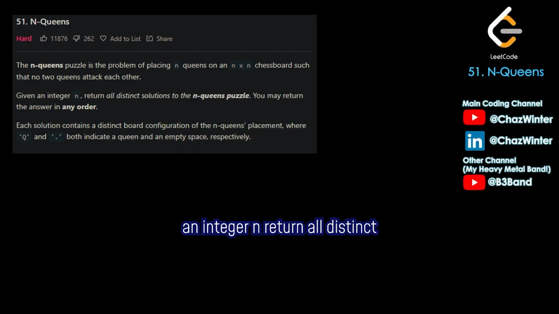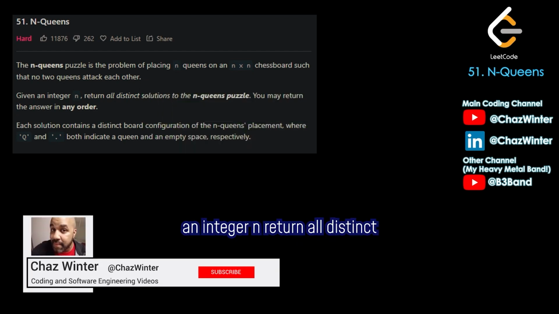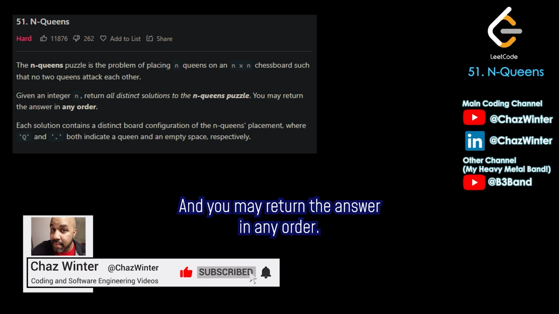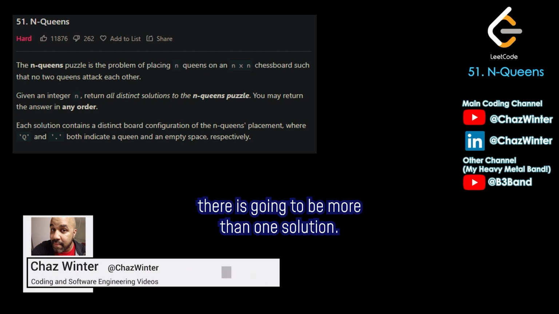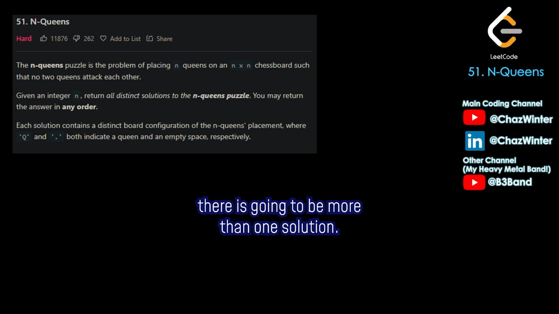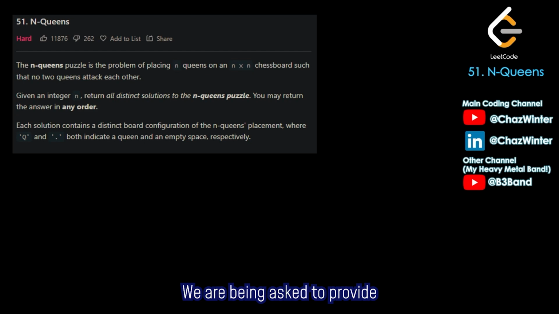And then it says, given an integer n, return all distinct solutions to the N Queens puzzle. And you may return the answer in any order. What will happen is, for some of these chessboard sizes, there's going to be more than one solution. We are being asked to provide all of the solutions, not just one of them. And then finally, at the end, it says each solution contains a distinct board configuration of the N queens placement, where Q and the dot or the period both indicate a queen and an empty space.